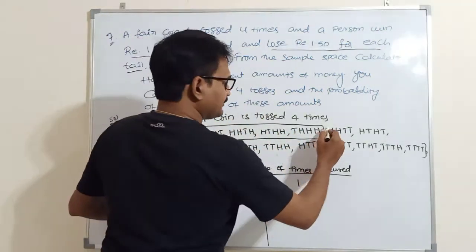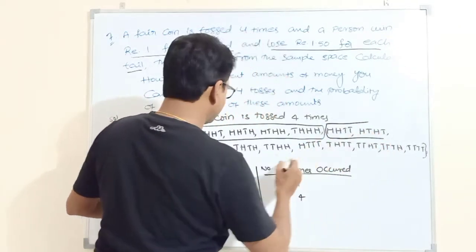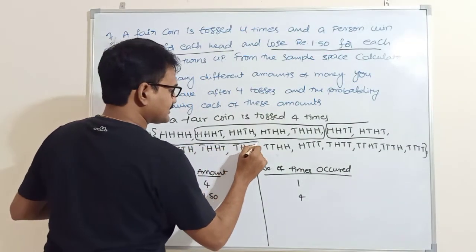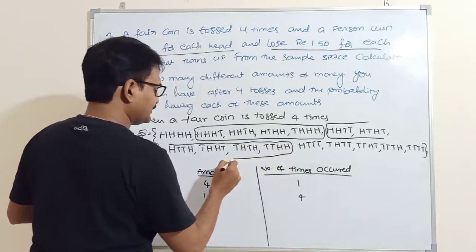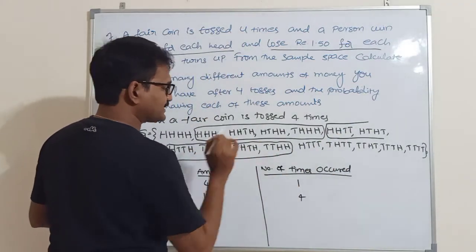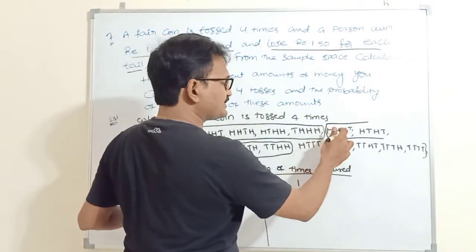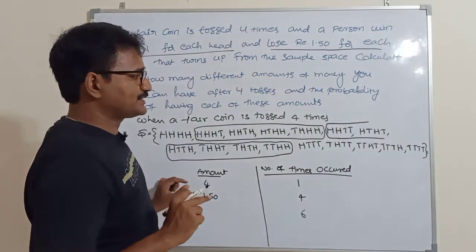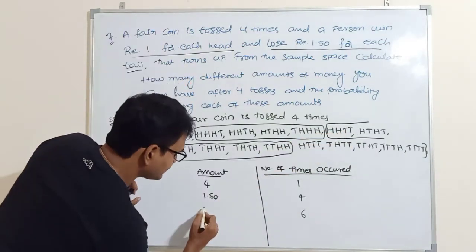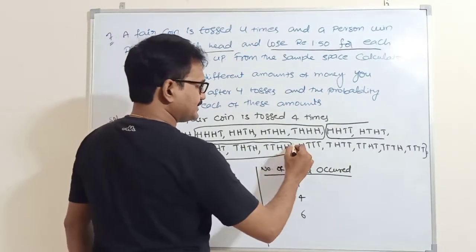Next, if you observe these sample points, double H double T, two heads, two tails, two heads, two tails, like this, up to here. So how many sample points are there? 1, 2, 3, 4, 5, 6. 6 sample points are there. So total 6. Two heads means you will get 2 rupees. Two tails means you will lose 3 rupees. So 2 rupees minus 3 rupees means minus 1 rupee.